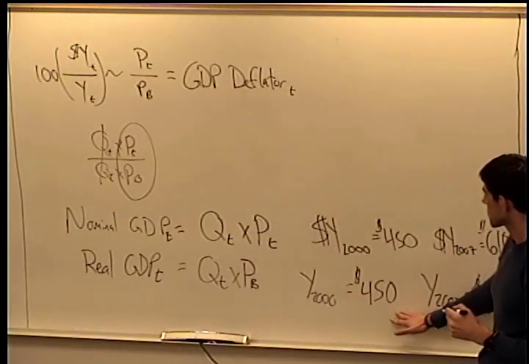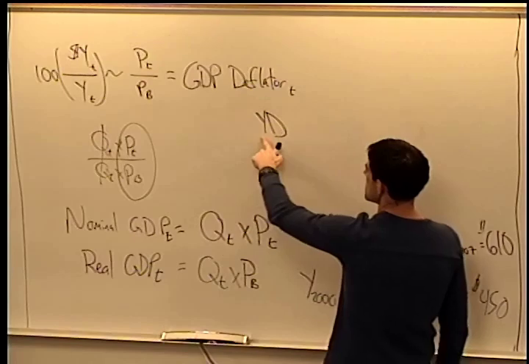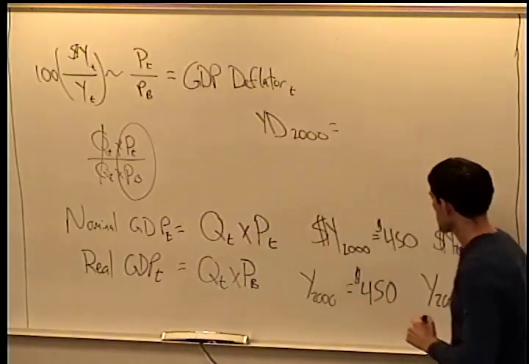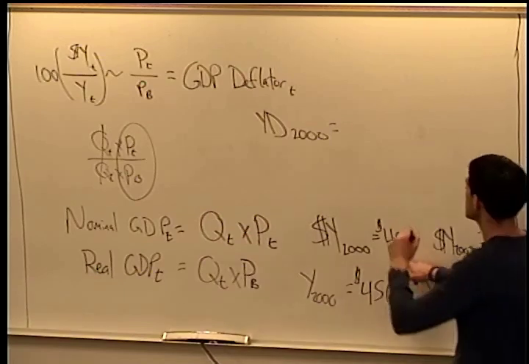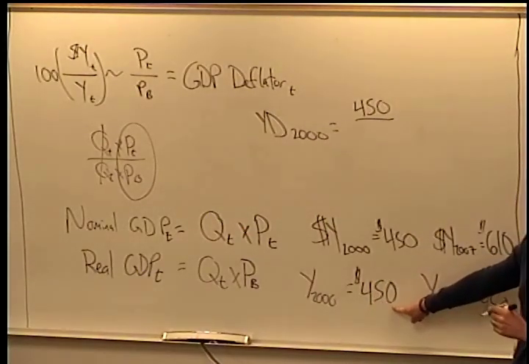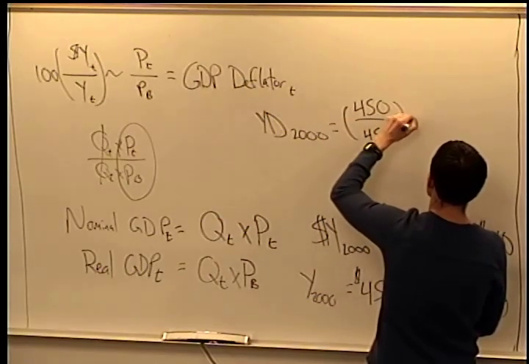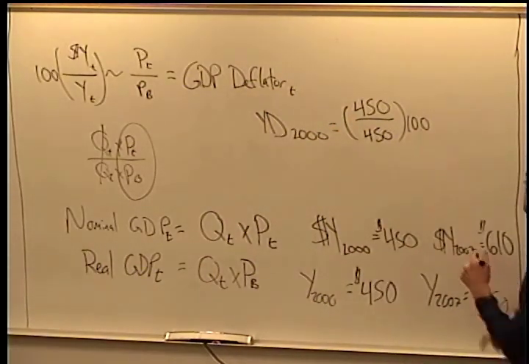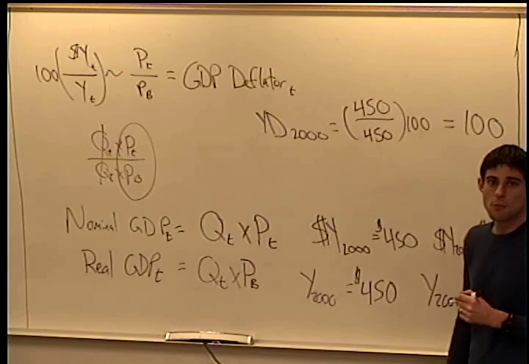So let's go through. So we want to know what is the GDP deflator. We'll call it YD for GDP deflator in year 2000. Well, that's going to be equal to nominal GDP in year 2000, which is 450, divided by real GDP in 2000, which is 450, and we multiply that by 100. So 450 divided by 450 is 1 times 100 equals 100. Prices were 100% of what they were in the base year.